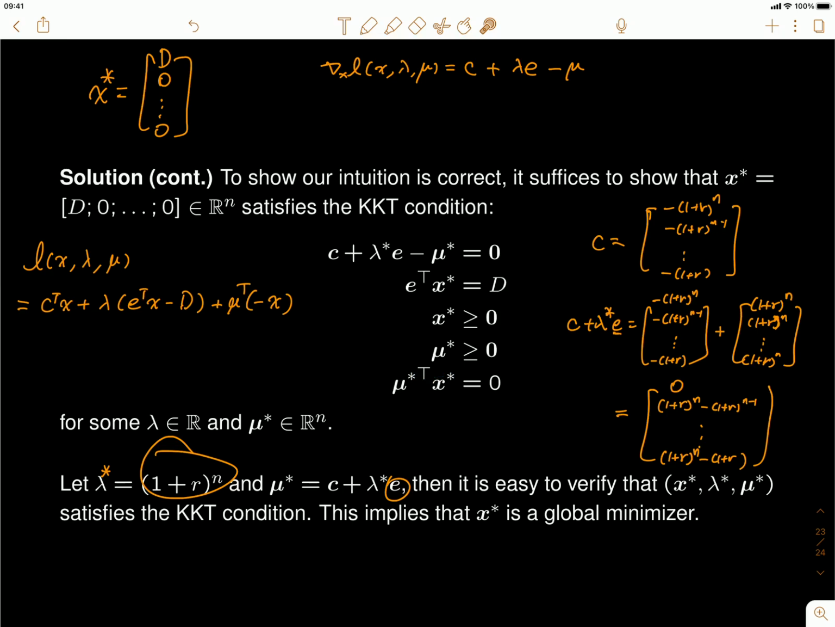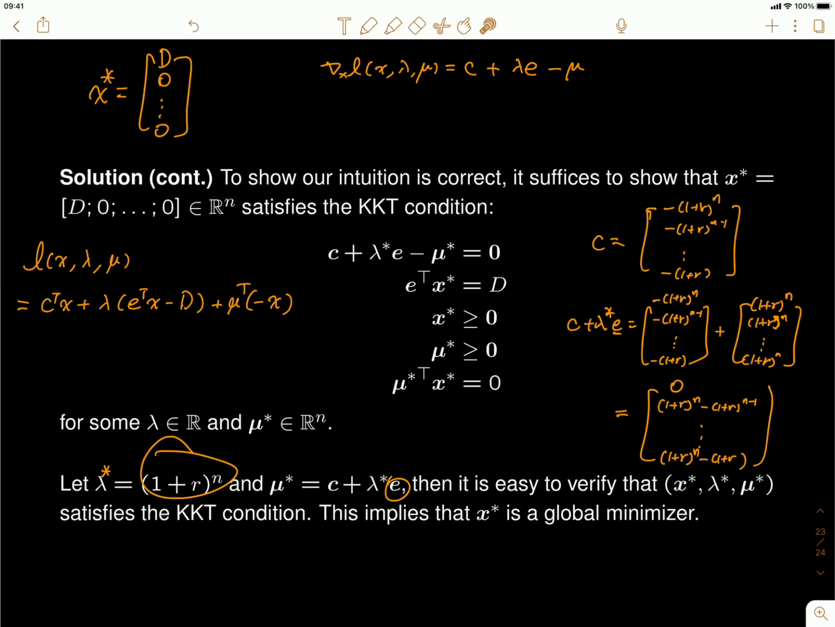What I know about these two is that mu star, which is this, has 0 as the first component and non-zero as the remaining ones. But my x star is d at the first component and 0 for the other components. So when we take the inner product of these two, they are apparently perpendicular, so the inner product of these two is equal to 0. So far we showed that all of these conditions are satisfied if we set x star to be that and lambda star and mu star to be this. And that means x star is indeed a KKT point. It satisfies the KKT conditions.